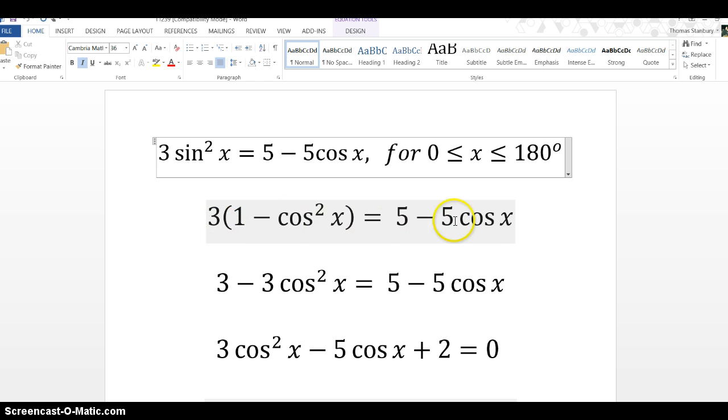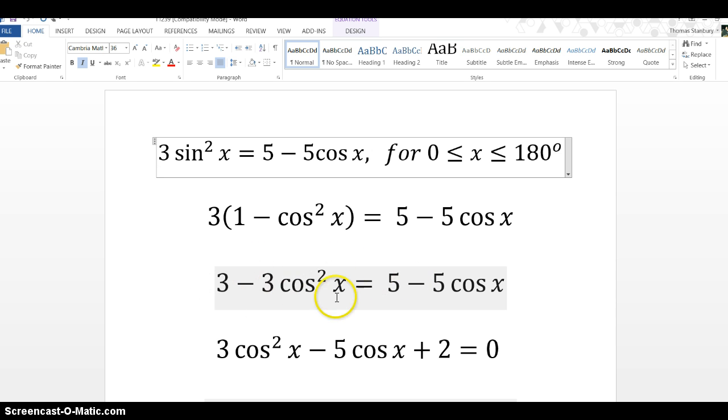So now everything's in terms of cosine. All right, so notice what we do now. I'm going to distribute this 3 and minus 3 cosine squared x. So here it is, 3 minus 3 cosine squared x equals 5 minus 5 cosine x. We'll want to get everything on one side. So I'm going to go ahead and I want to keep things positive.